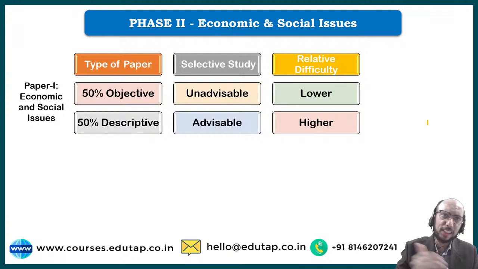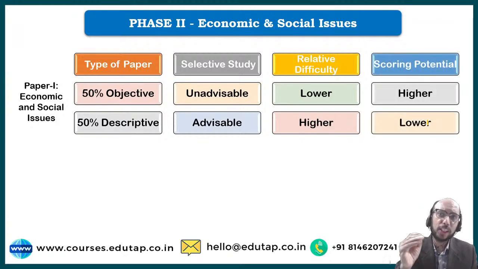It is relatively easier to prepare for an objective paper. And to that extent, the scoring potential is higher in an objective paper and lower in a descriptive paper. Anchit sir had said yesterday a very simple and beautiful thing: it is possible to score 1 out of 1 or 2 out of 2 in an objective question. But it is probably impossible to score 10 out of 10 or 15 out of 15 on a descriptive question. It is not possible, because they don't give you that kind of marks.